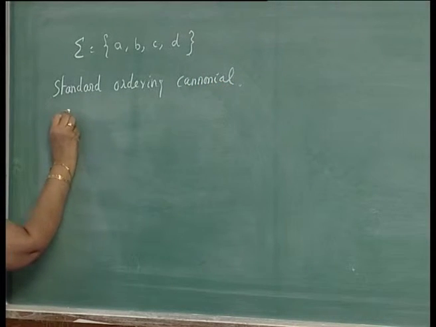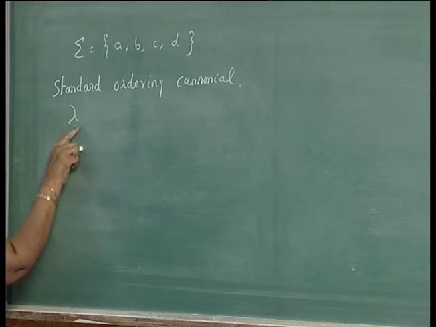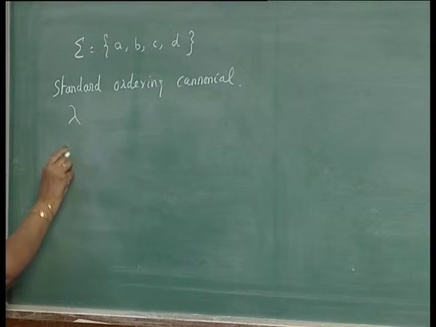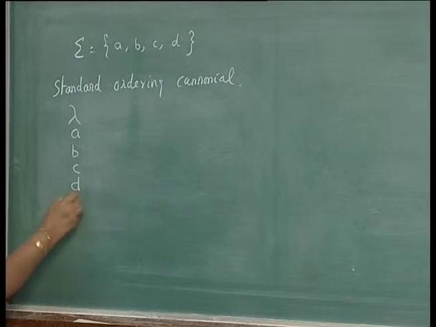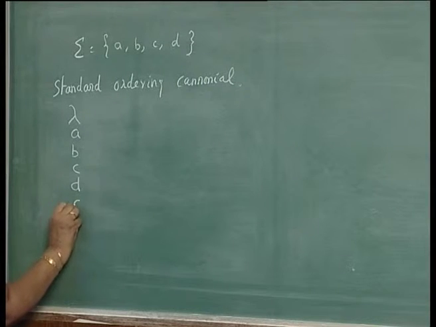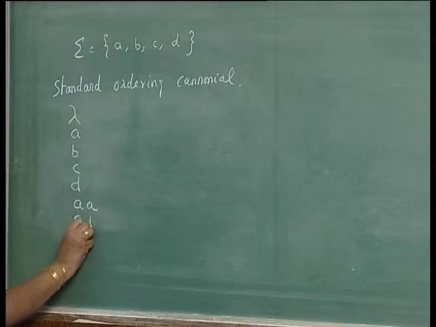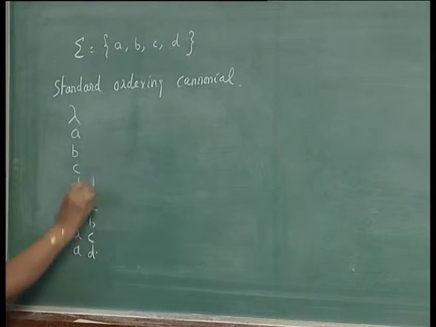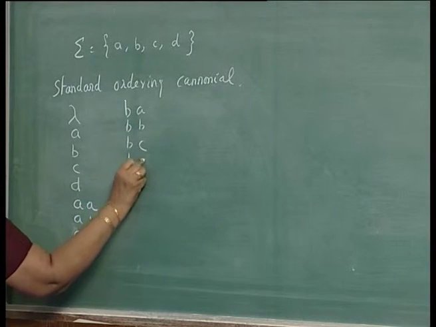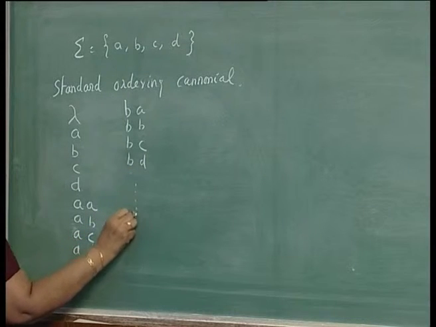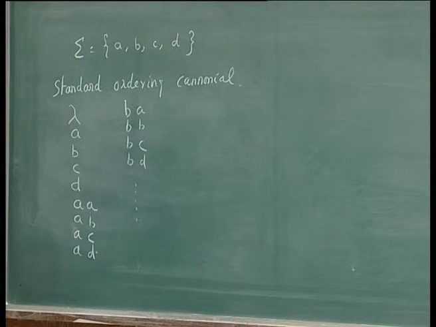Then the strings will be arranged like this: lambda, the empty string, then strings of length 1 will occur. They will occur according to the lexicographic ordering, that is A, B, C, D. Then strings of length 2 will occur, again according to the lexicographic ordering. So, next AA will come, AB, AC, AD, then BA, BB, BC, BD, like that. Then strings of length 3 will come and so on.